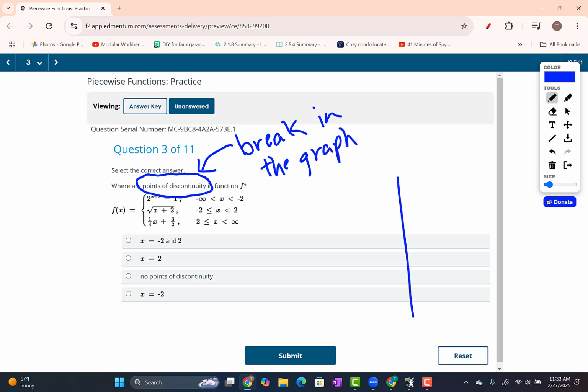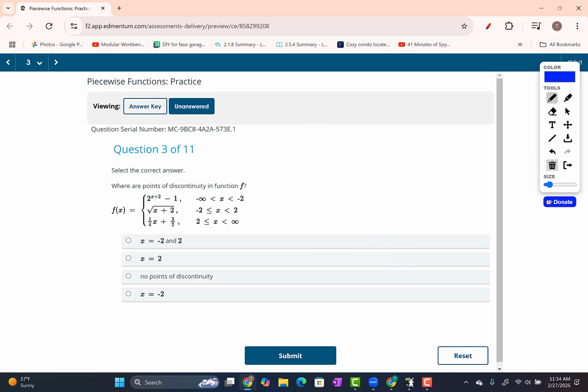So that'd be like if we had a piecewise function that looked something like this. So this graph would have a point discontinuity at -1. The graph doesn't exist at that point. And that's an important phrase, does not exist, because they don't give us a visual here. If they gave us a visual, it'd obviously be really easy.